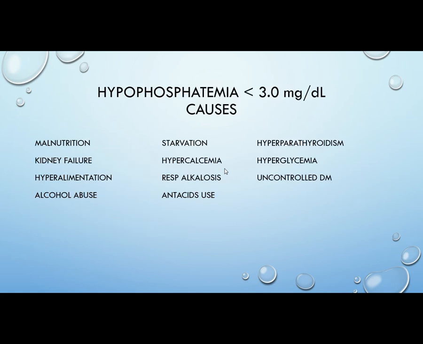Hypophosphatemia is a level that is below 3 milligrams per deciliter. Here are some of the causes. You can do the A and the R with these, but you've got malnutrition, kidney failure, hyperalimentation, alcohol abuse, starvation. Okay.